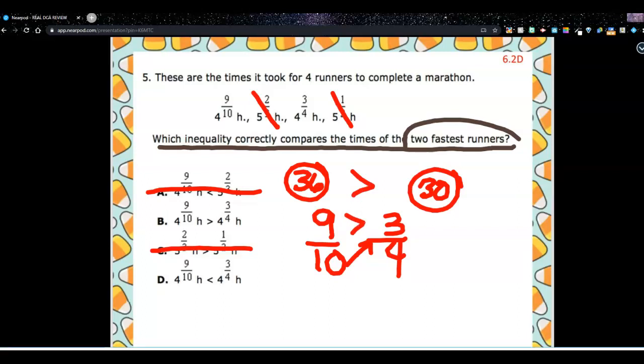So I'm going to look at my answers. Which one of these is compared correctly? This one says 9/10 is less than 3/4. This one says 9/10 is greater than 3/4. So which one is worded correctly? You think 9/10 is less than? This one. Yeah.